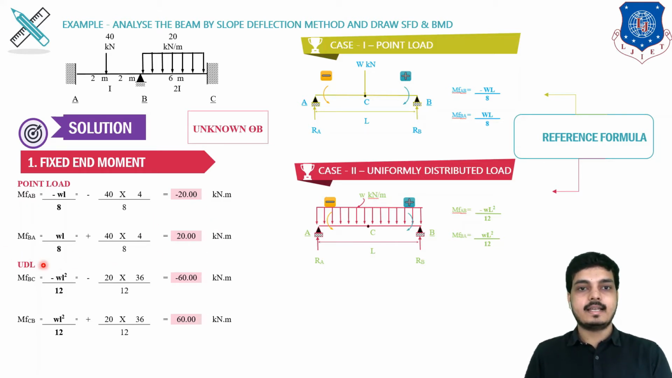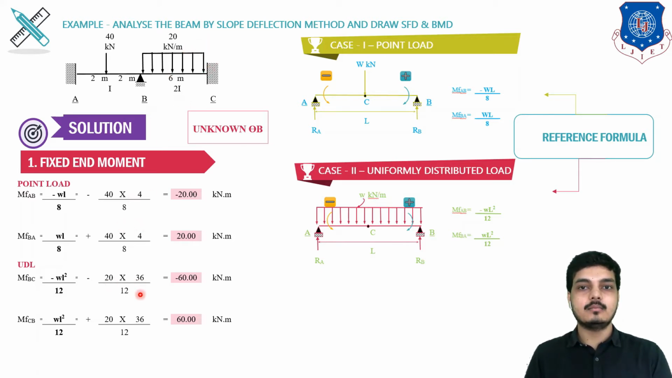Now for the second span, the BC span, it is a UDL. So the formula for the UDL is WL square by 12. At point B, as here it is our B and here it is our C, MFBC will be minus WL square by 12 and MFCB equals plus WL square by 12. So 20 is my UDL value, L square.